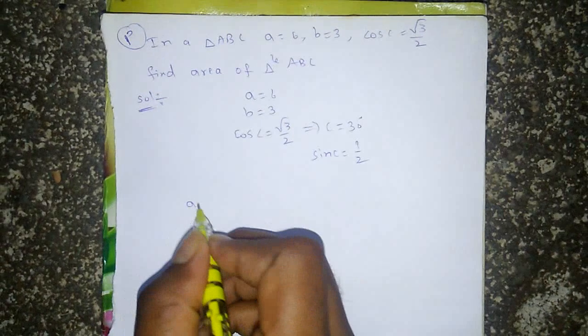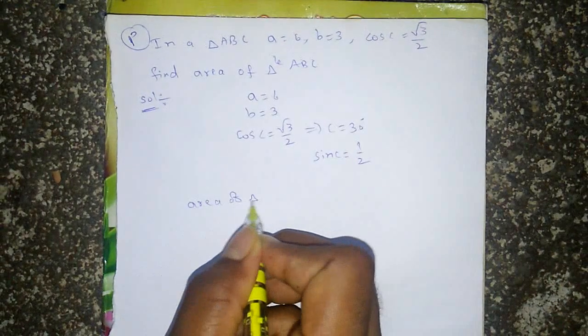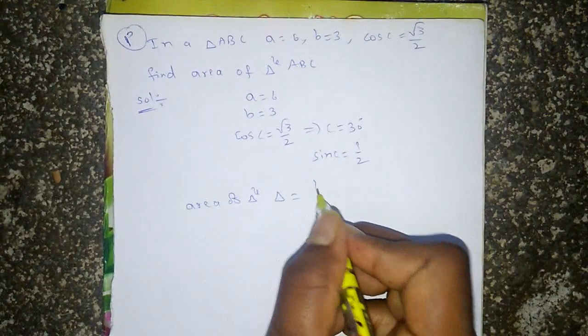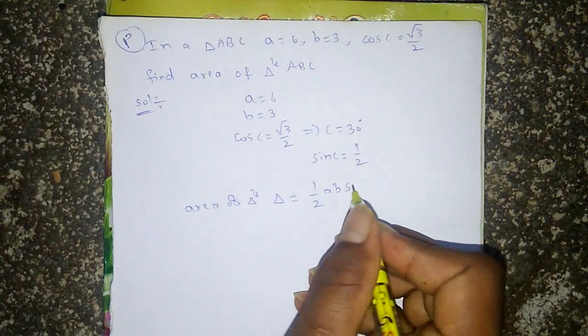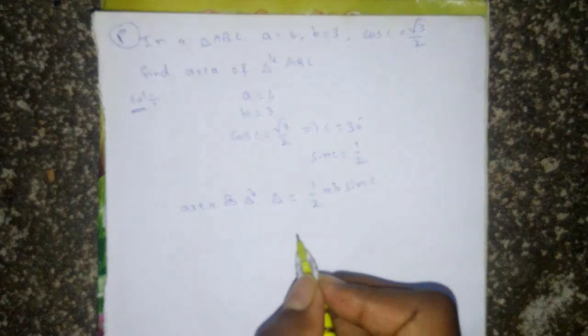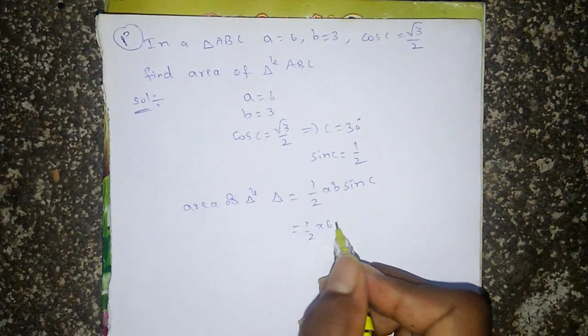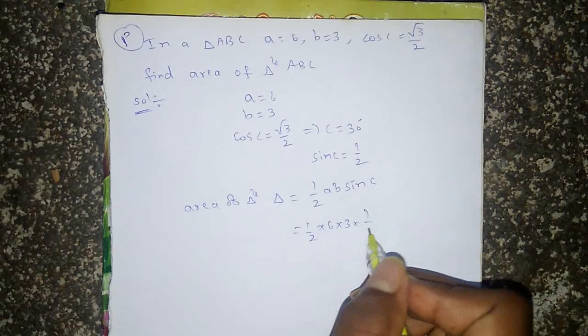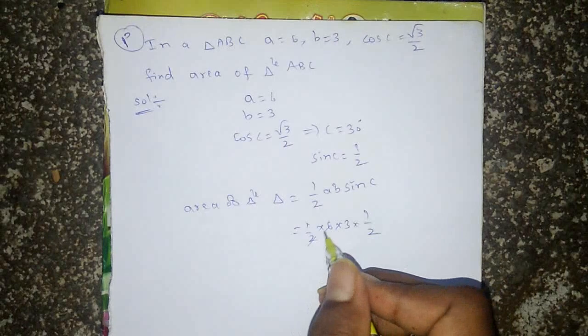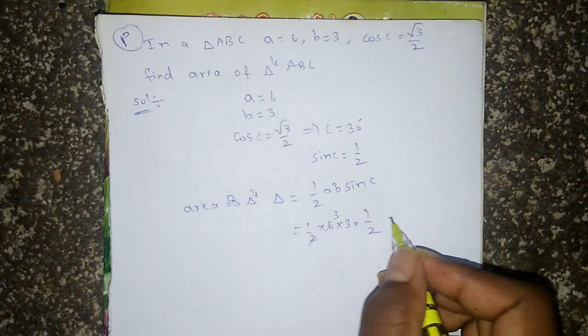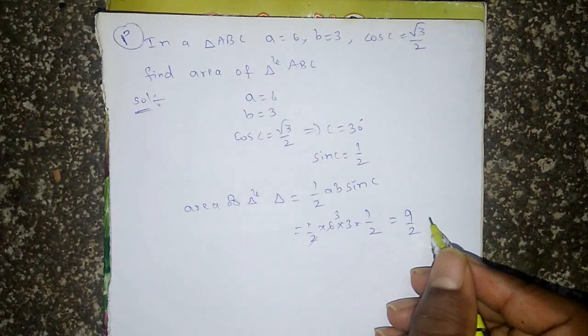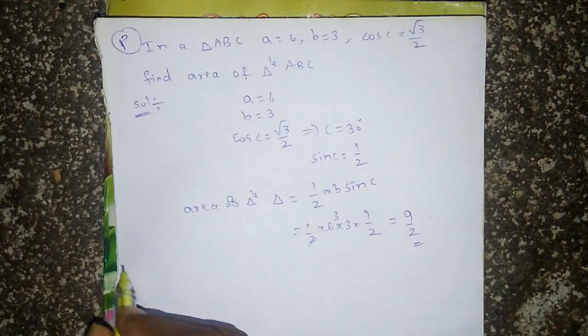Now the area of the triangle, delta, is equal to half into ab into sin C. So that is equal to half into 6 into 3 into sin C, which is 1 by 2. 2 3s are 6, 3 3s are 9, so 9 by 2 square units. It is 4.5, you can write also.